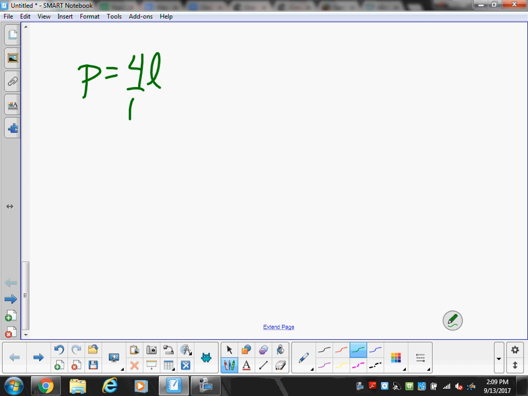I will ask one thing though on this one. What does the L represent? The length. Can you have a negative length? No. So when you graph this one, you're going to start at the origin and just go up. You won't have any going down because you can't have a negative length. Okay? So that's the only difference in this graph and the ones we just did.